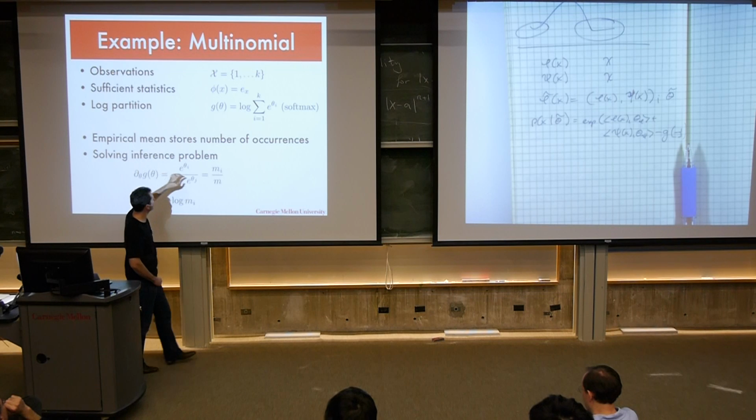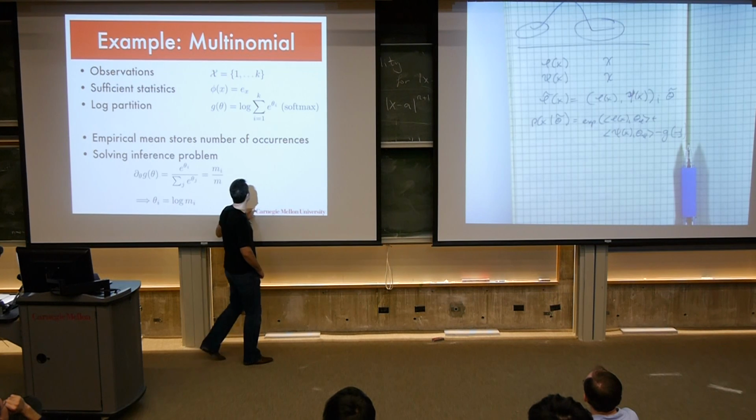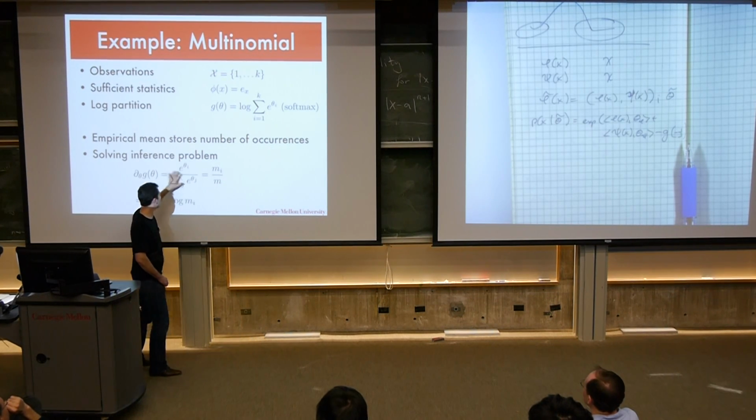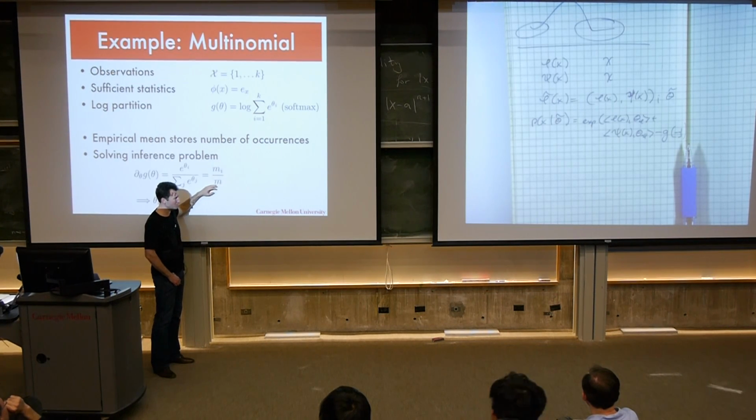So there, the log partition function is just the log of the sum of e to the theta i's. This is sometimes also known as a softmax if you do neural networks. And then the probabilities here are set by counts divided by total counts.